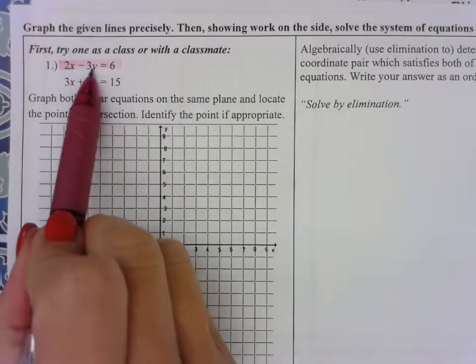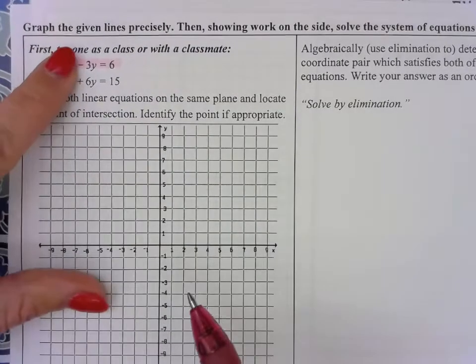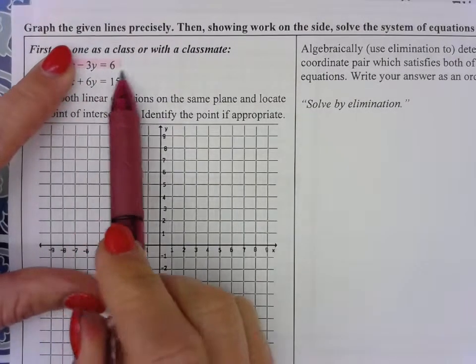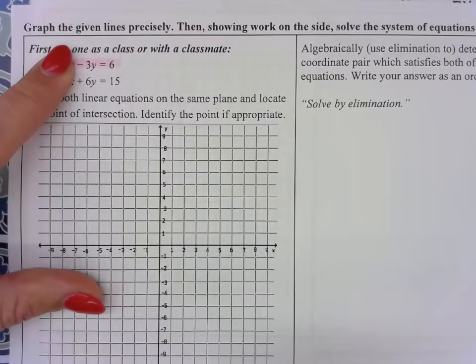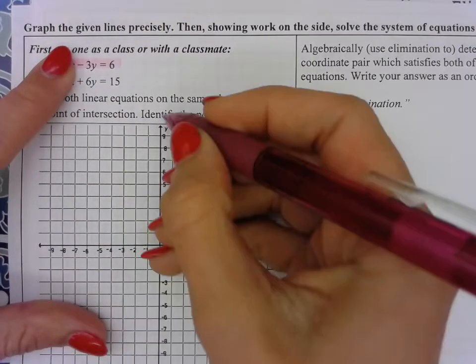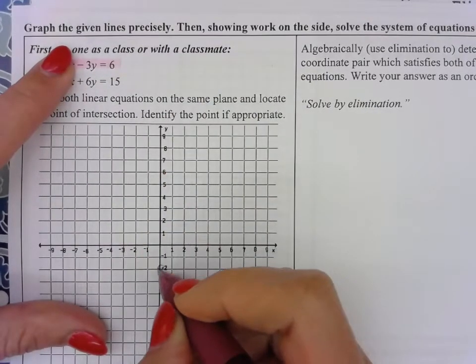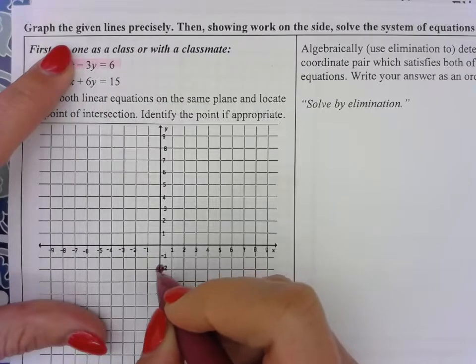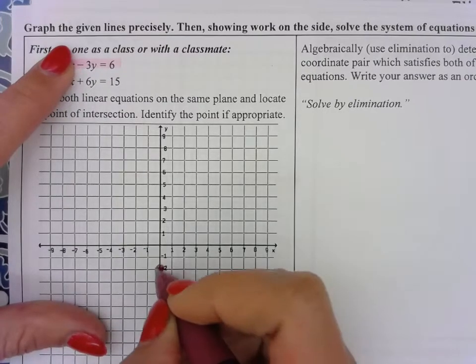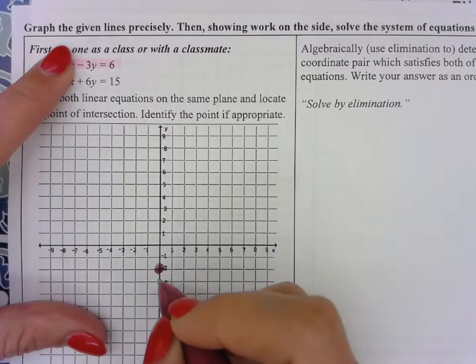If I want to find my y-intercept, I plug in 0 for x. Negative 3y is 6. y equals negative 2. Here's my y-axis, slow and steady, so you plot it in the right place. Don't get distracted. So there we go. My y-intercept is negative 2.